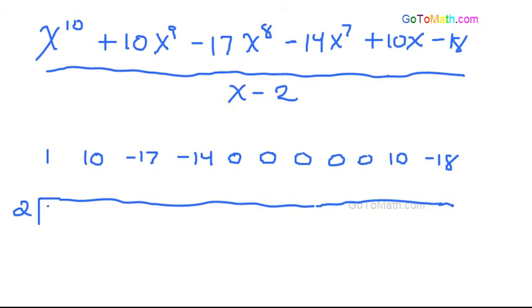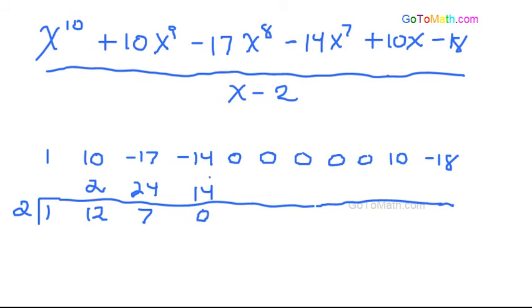So we bring this one down. 2 times 1 is 2. Add them together, you get 12. 2 times 12 is 24. So that's going to be 3 and 4 is 7. And then 2 times 7 is 14.